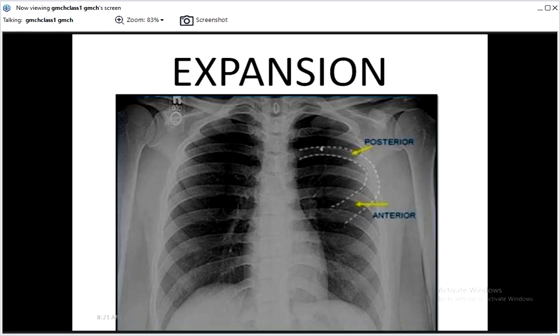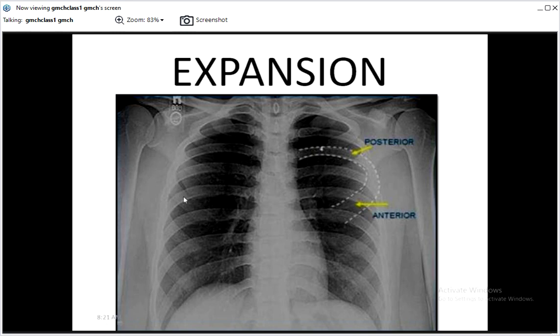So first of all, this is how the ribs are seen on the chest X-ray. These are the posterior ribs. The horizontal ones, and the one which is curved going downwards, is the anterior rib. Here you can make out: this is the posterior rib, this is the posterior rib, and this is the anterior part of this rib, coming like this. So when you have to count the ribs, the horizontal ones are posterior ribs.